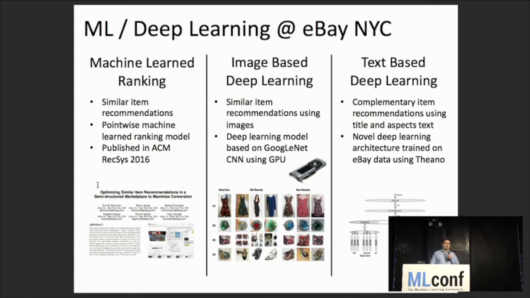Now, of course, there are also text-based deep learning approaches, and we're working on that right now to provide complementary recommendations. This is where a person has bought one item, and we're trying to recommend perhaps an accessory, or another item to go with it for a complementary purchase. Here we're using a novel deep learning architecture, training on eBay data. We use Theano as the package, and that's a work in progress right now.